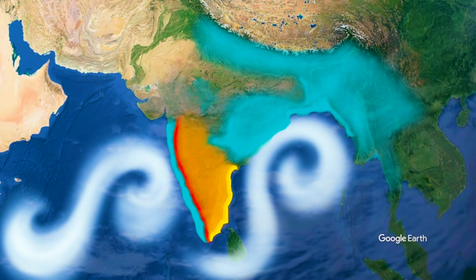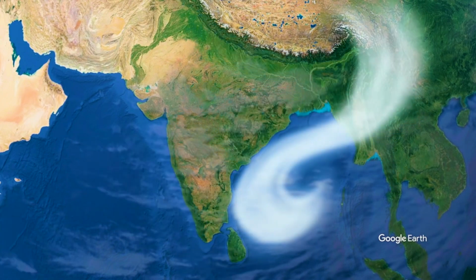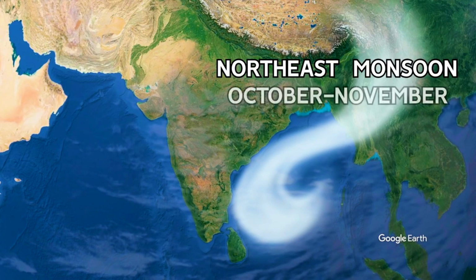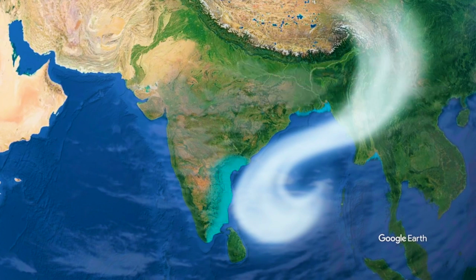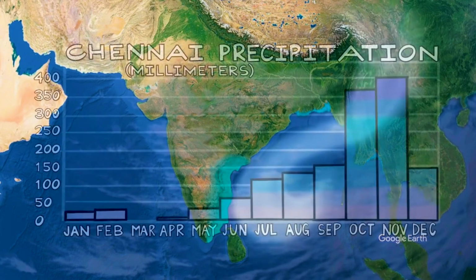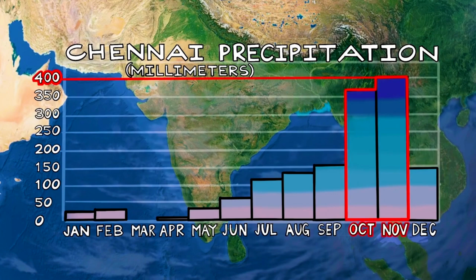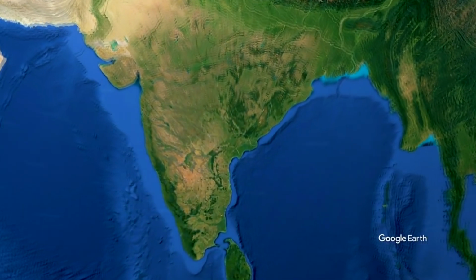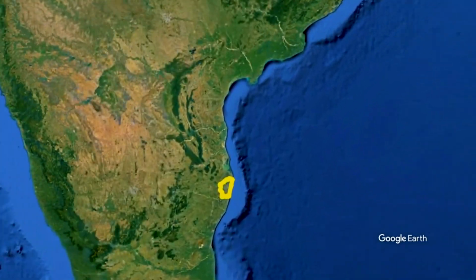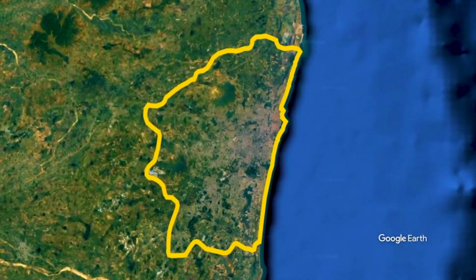Later on in the season, the winds change direction and bring the northeast monsoon in October and November, raining moisture from the Bay of Bengal over the Coromandel coast. This is when Chennai receives heavy rainfall, totaling an average of 1,400 millimeters or 55 inches per year. Chennai is an urban megaregion of over 11 million people. Its primary water supply is from a series of rain-fed lakes located within and adjacent to the city.